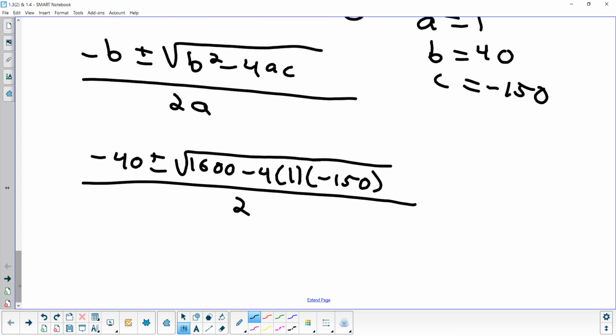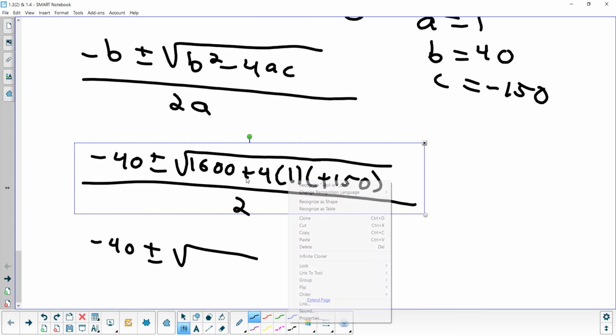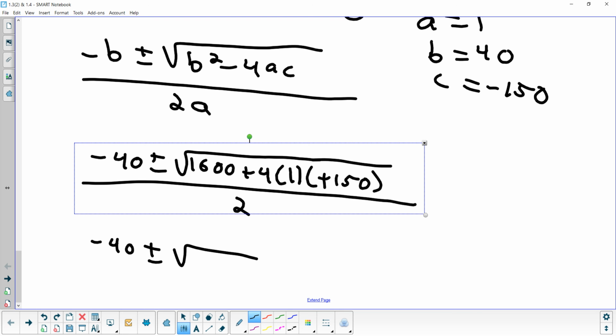So we've got minus a minus. What happens when we minus a minus? Yep, it turns positive, so I can take care of that. We've got negative 40 plus or minus 4 times 1 is 4. 4 times 150 is 600. What's 1600 plus 600?